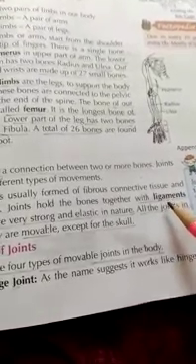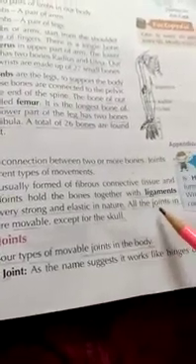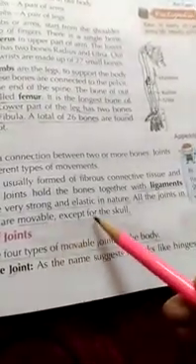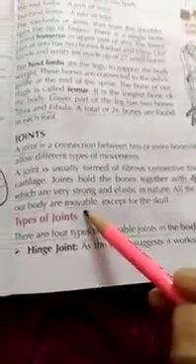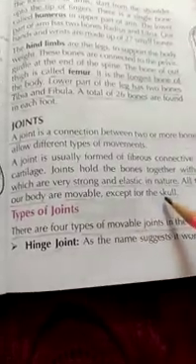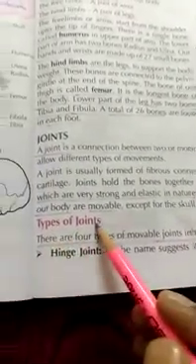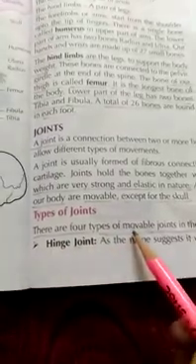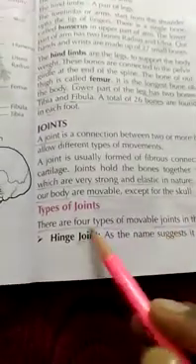Now, in our body, all the joints are movable except the joints found in the skull. All joints are movable except the joints found in the skull. Now, types of joints. There are 4 types of movable joints in the body.